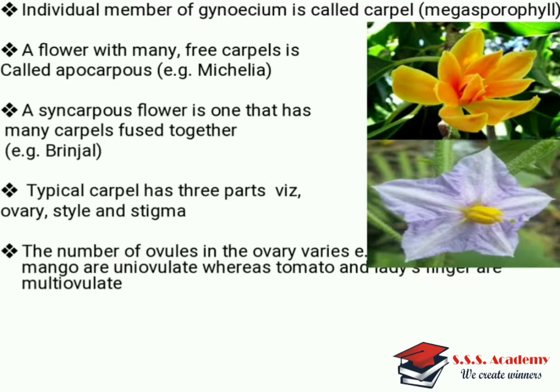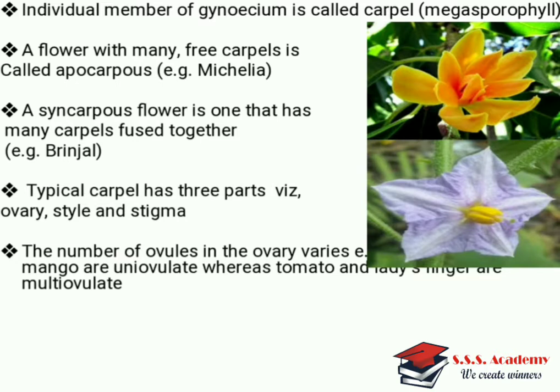A syncarpous flower is the one that has many carpels fused together. So if you observe brinjal flower, it's said to possess those carpels which are fused together. So we can't identify which is the free carpel present over there, as all the carpels are fused together, and therefore that flower is so called as syncarpous flower, and therefore we have taken the example of brinjal flower. Then the typical carpel has three parts, viz. ovary, style and stigma, and the number of ovules in the ovary varies. For example, in paddy, that is for example in rice, in wheat or in mango, those ovules are multi-ovulate.